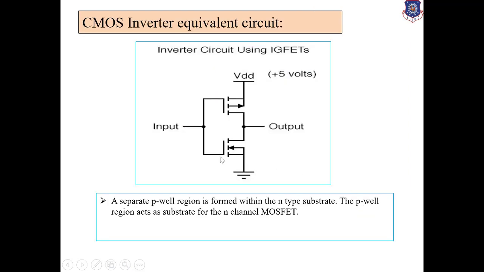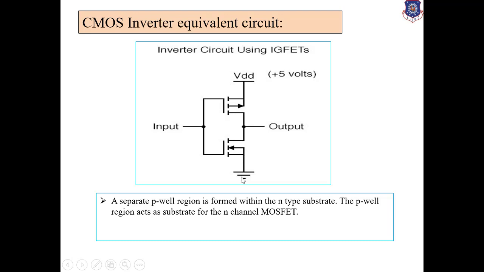This is the N-channel MOSFET. The source is connected to the ground. The drains of both transistors are connected together and we are extracting the output terminal over here. Both gates are connected together and from the common point we are applying the input. So the input is applied to the common gate and the output is taken from the common drain.